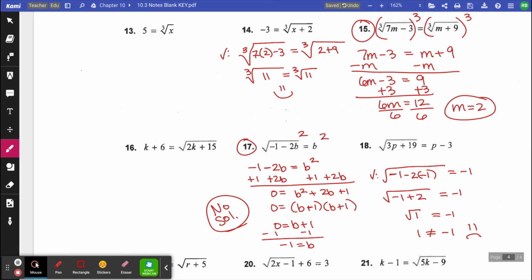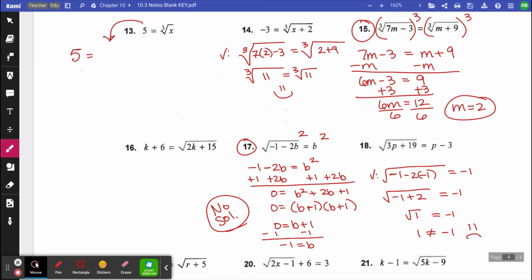And number 17, it's no solution, because when you get b is equal to -1 and you check it, you have the square root of 1 is equal to -1, and that is not true. Square root of 1 is +1, so 1 does not equal -1, therefore there's no solutions. Now, remember the example we did before in our notes, sometimes there's one solution that works and one that doesn't, so it's possible that that would occur. I do want to do number 13 together as our final problem.